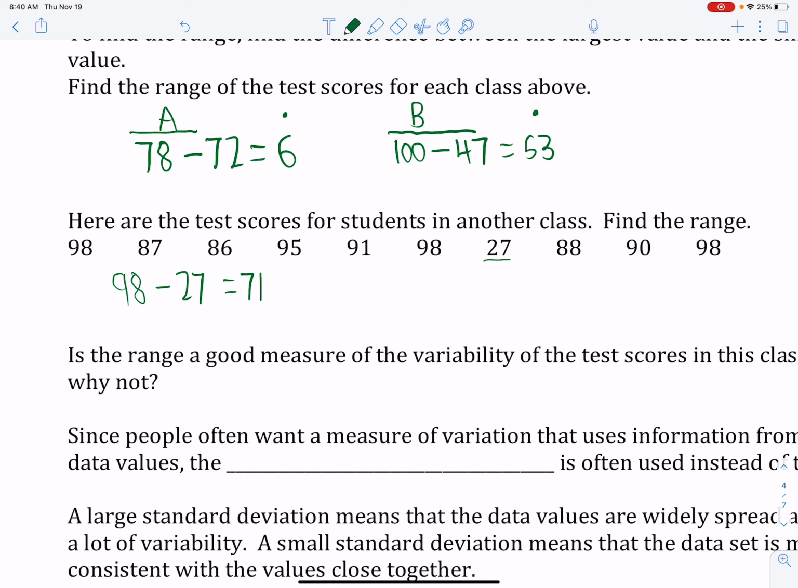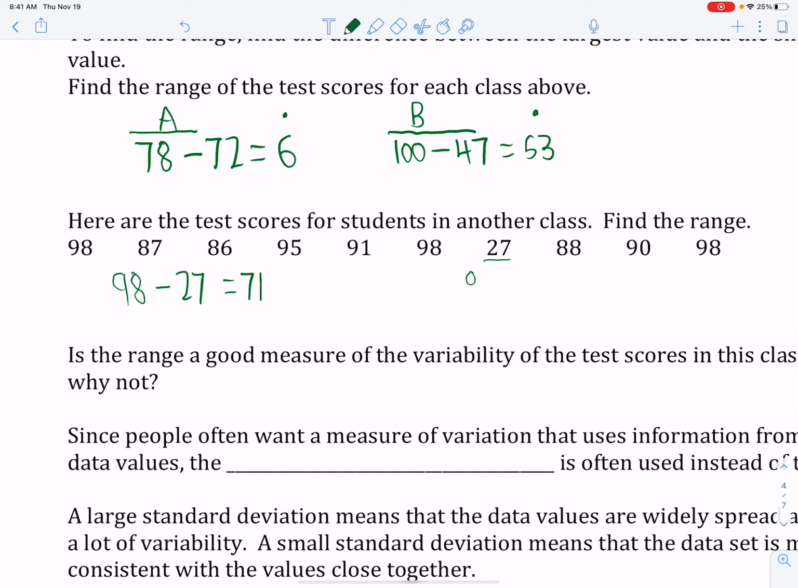Now that's a pretty big number. If I tell you that the difference between the lowest and highest test score in a class is 71 points, that might make you think that the data values are pretty widely spread apart, because 71 points is a huge difference when you're talking about test scores. But in this case, everybody except that one value did really well. Everybody was pretty close together except for one unusually low value.